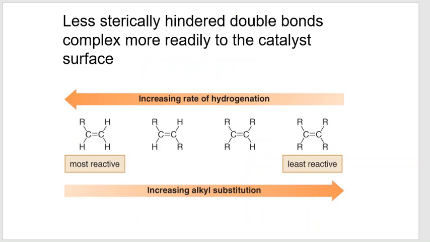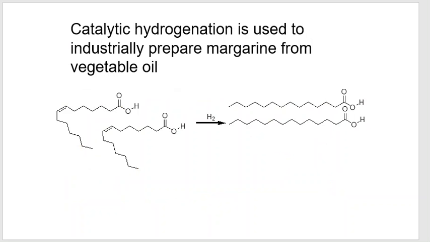And as I mentioned, when we have less sterically hindered double bonds, those are more easily able to complex to that catalytic surface. So the less substituted alkenes are more reactive than the more substituted alkenes are. A final note, this is a really common reaction industrially.